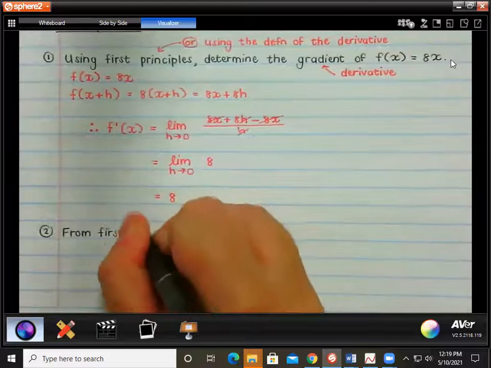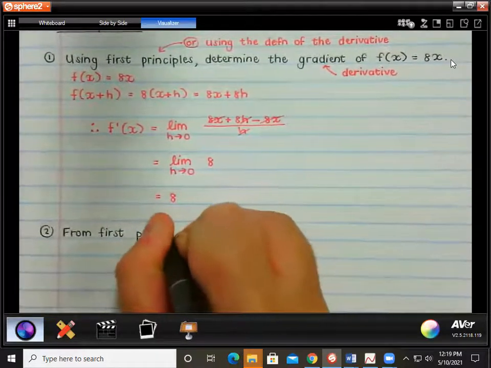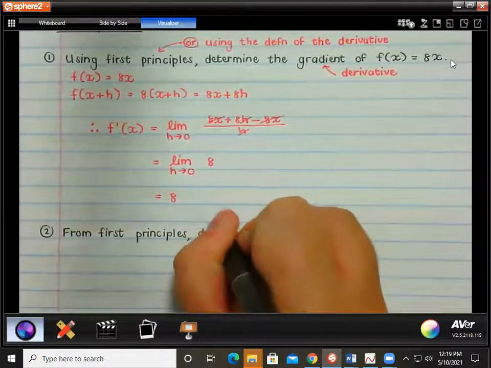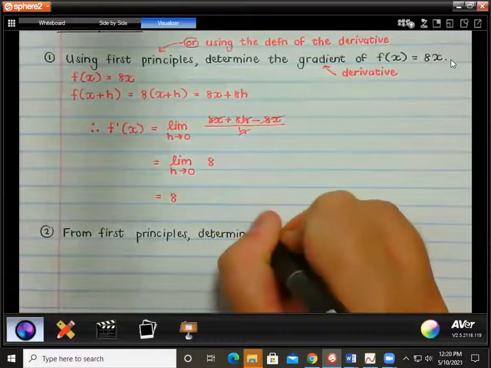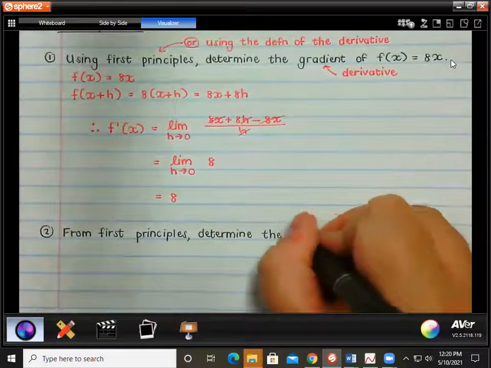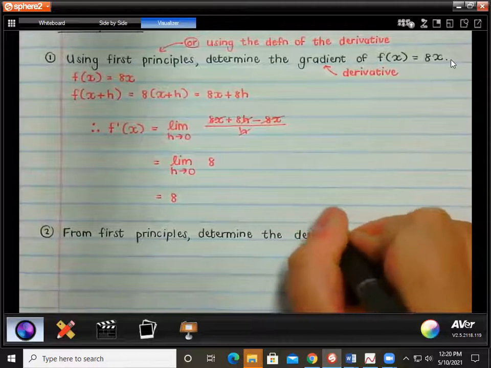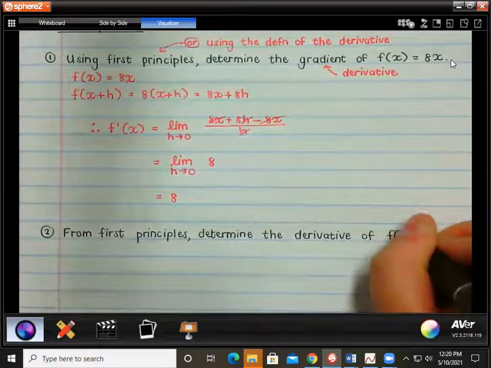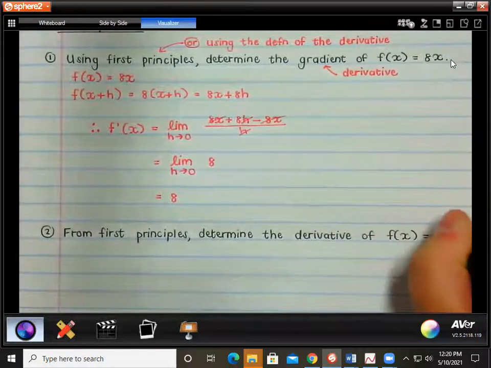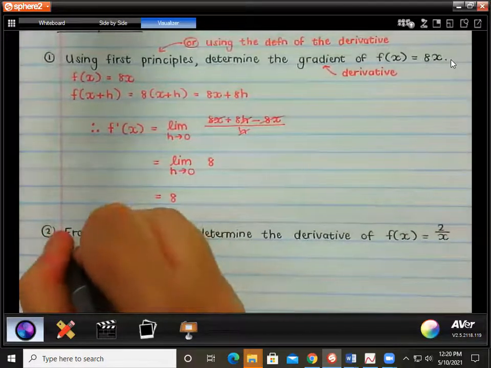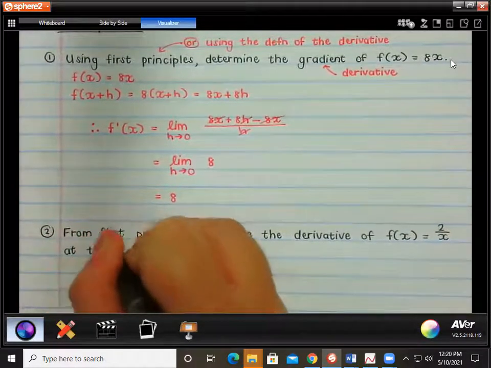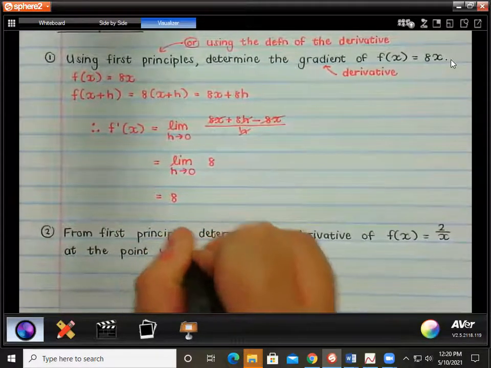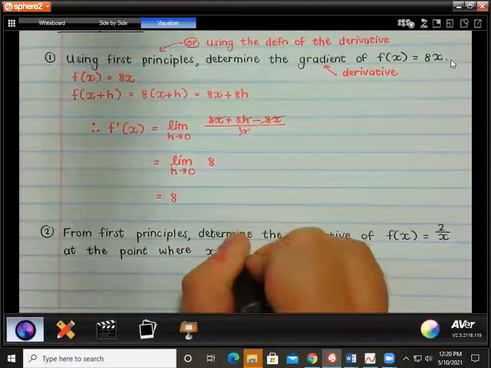All right, so from first principles, determine the derivative of f of x equals 2 over x at the point where x is equal to 2.